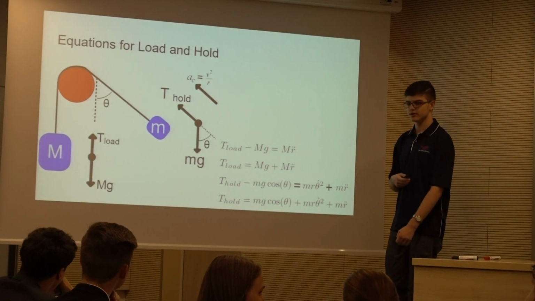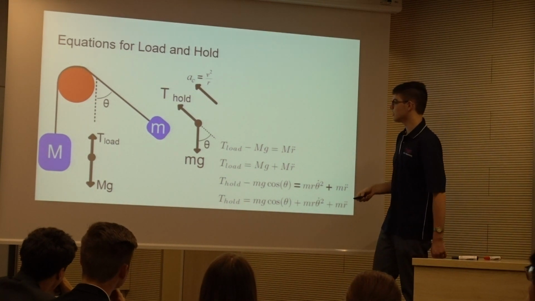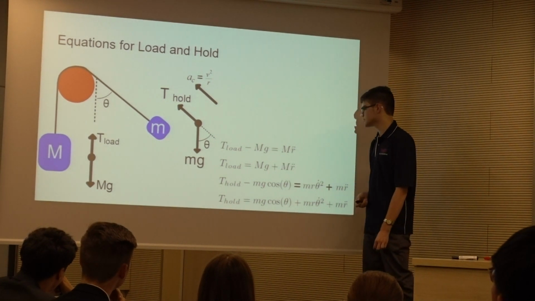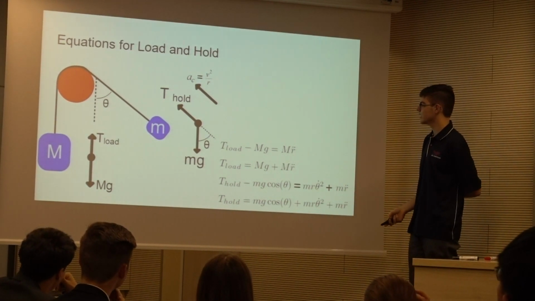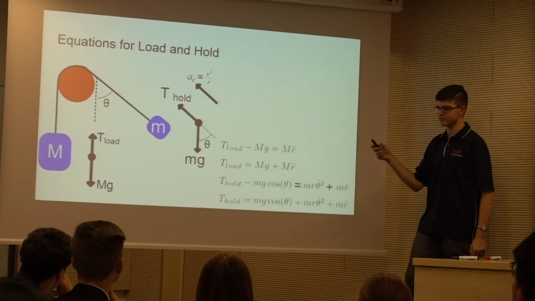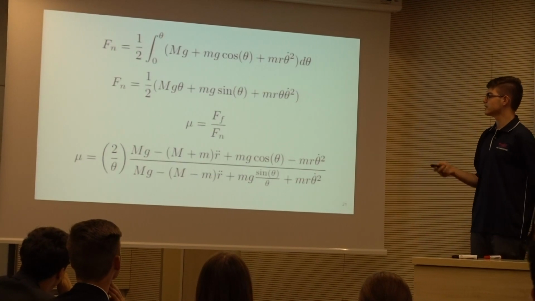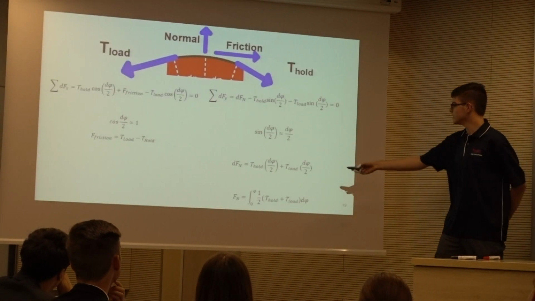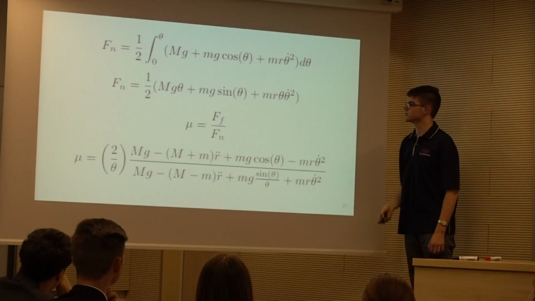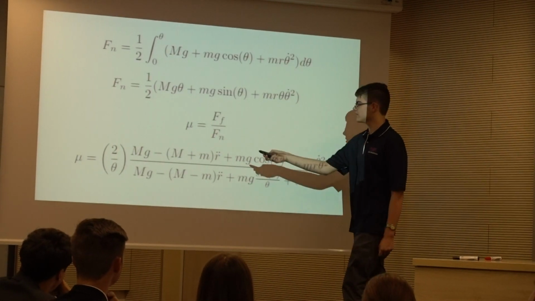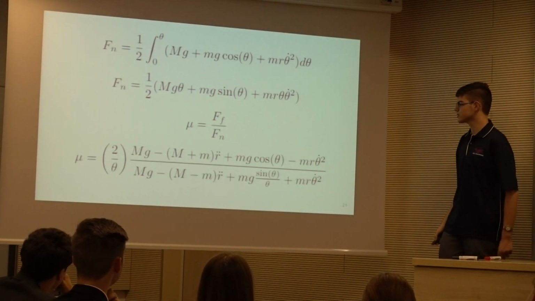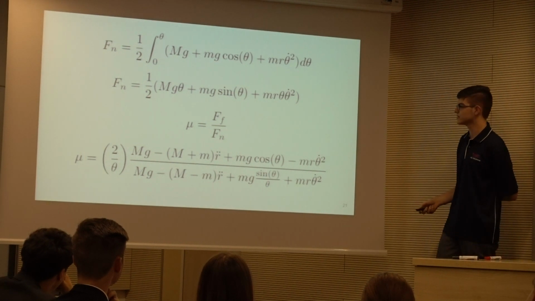We then solve for the tensions, load and hold. For the tension of the load, we include gravity and acceleration. Here with the hold, we have just gravity. So the load has additional centripetal acceleration. We then plug those into our formulas for normal and friction. We plug in hold and load to determine these new equations. We know that the coefficient of friction is equal to the frictional force divided by the normal force. So now we have this large equation that's equal to the frictional coefficient.